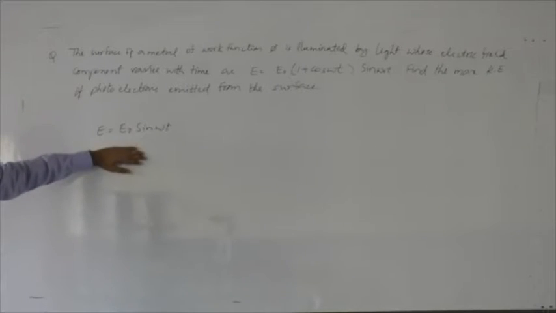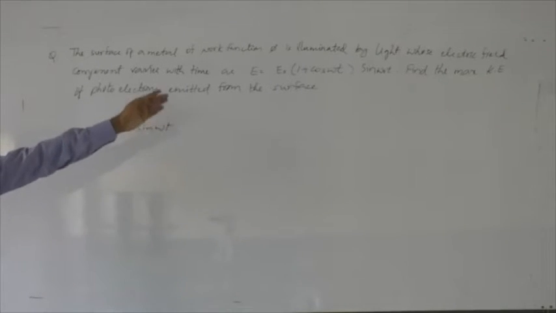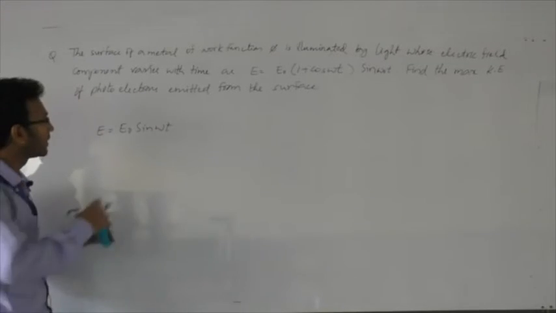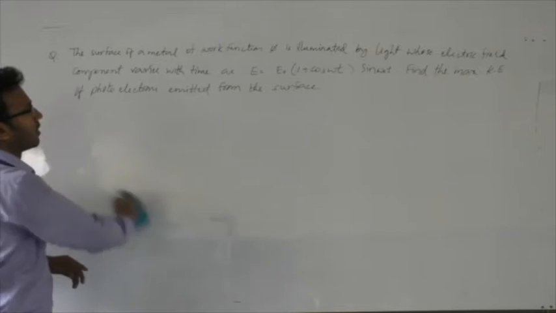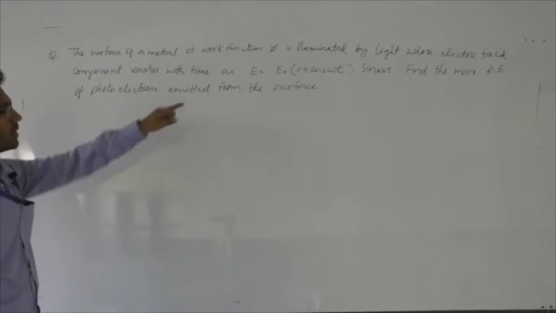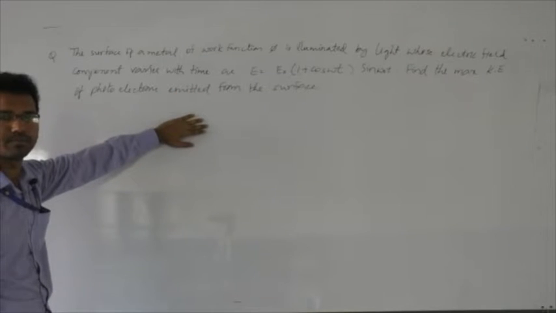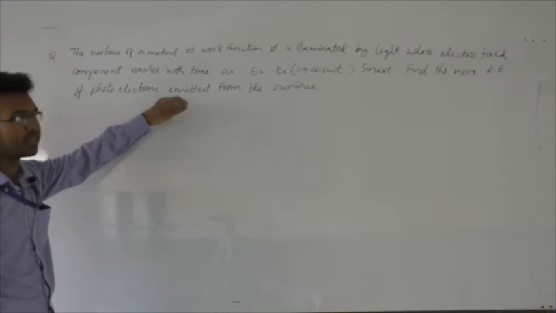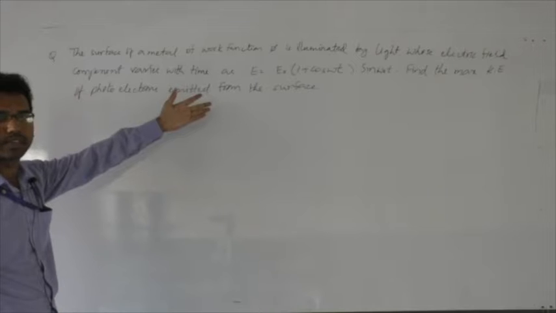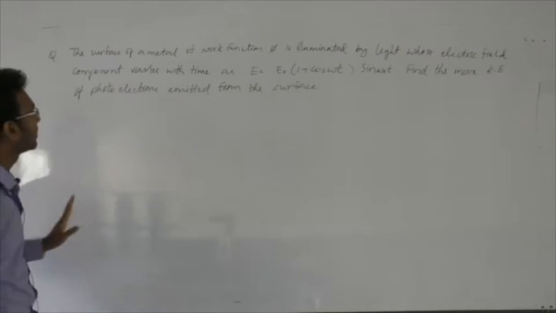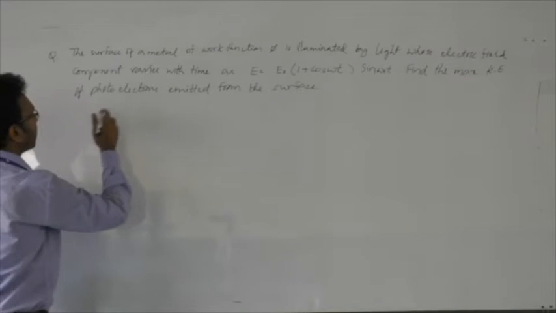This is of that form. So let's expand the brackets first. We convert that into this form. Let's see what happens. Because for finding the maximum Ke, you should first find the frequency. If the frequency is known, then you can find the maximum Ke, because the maximum Ke depends on the frequency of light. Now see, let's expand this.